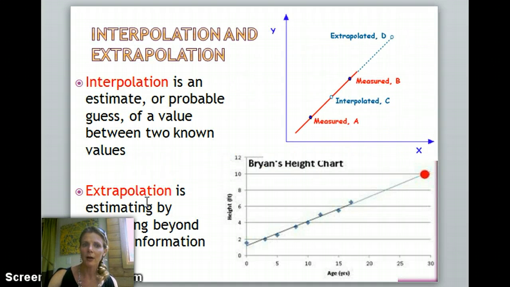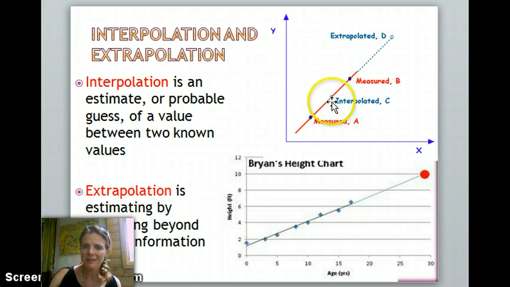The last thing we're going to talk about is interpolation and extrapolation. So these are found in your lesson as well. Don't get worried by the big, huge words you're seeing because it's actually pretty easy. Interpolation is an estimate or probable guess of a value between two known values. So say you have this graph right here. It's kind of a line graph. You've measured point A and you've measured point B.